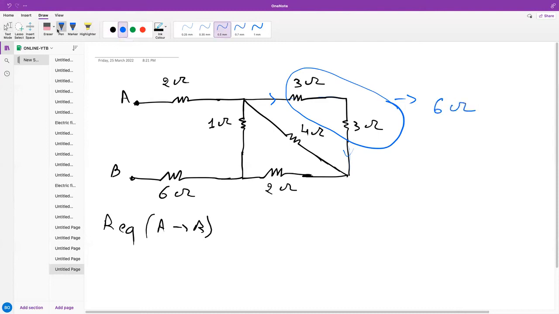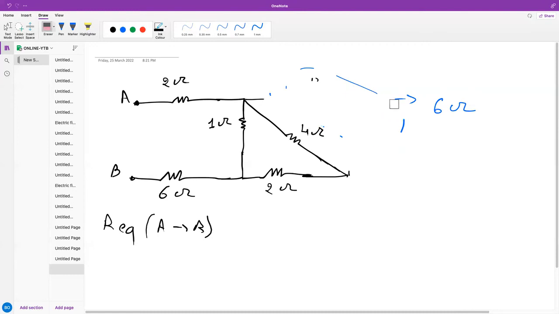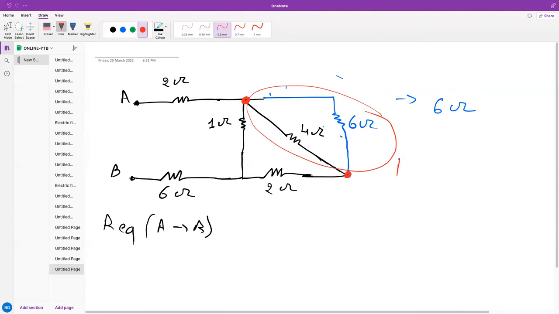So then I can just go ahead and replace them by a resistor that is 6 ohm. Now we can easily see that here there is a junction, and here there is a junction. So the resistors of 4 ohms and 6 ohms are parallel. Those are in parallel.